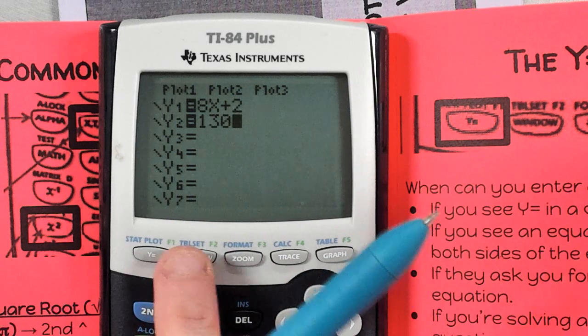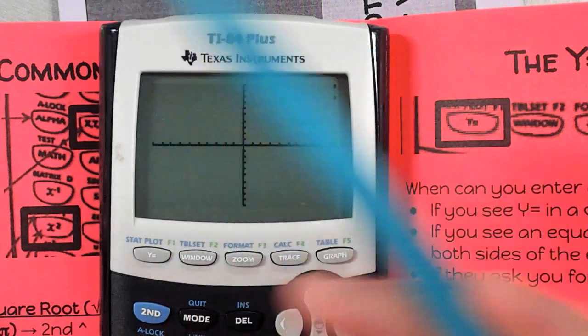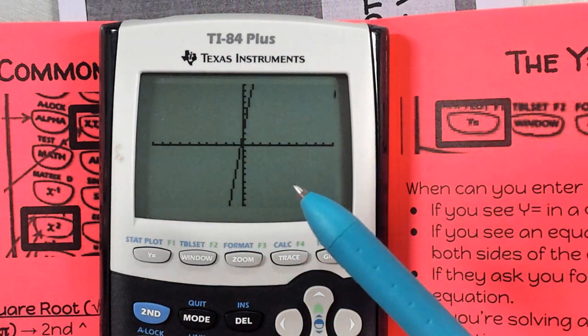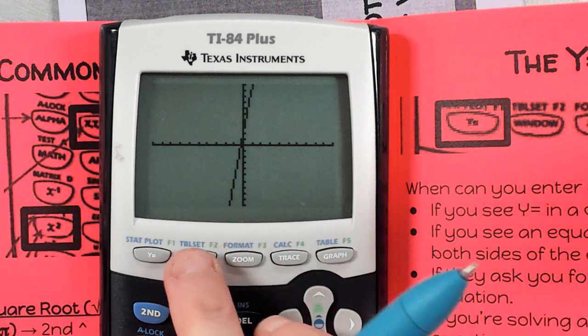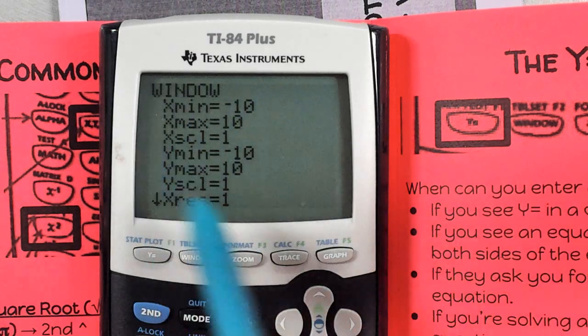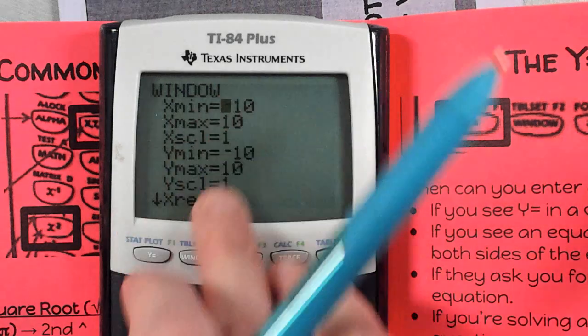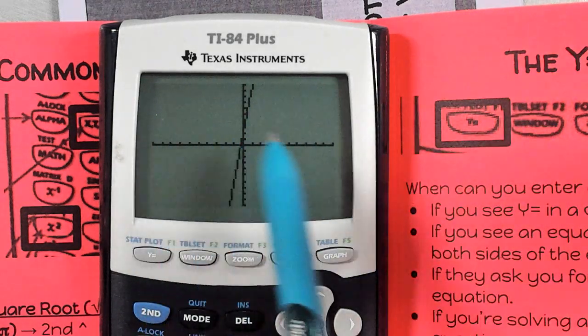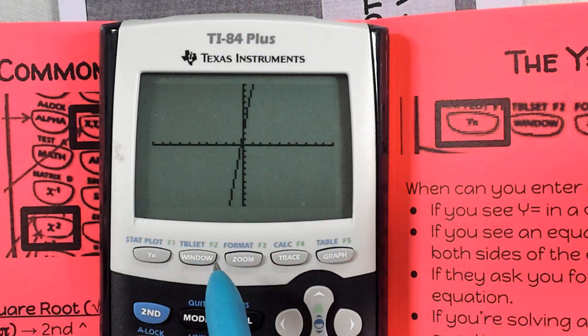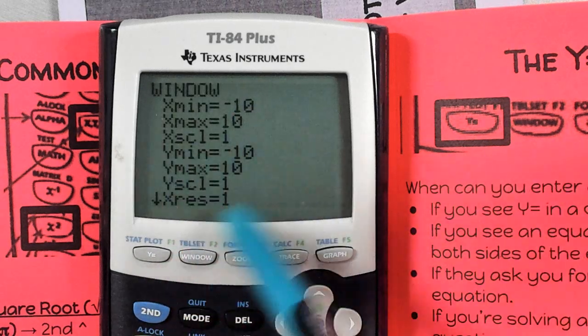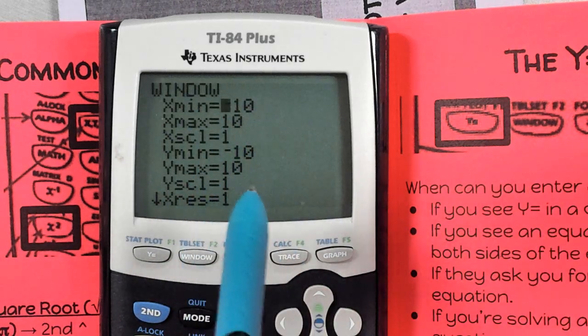The window button: let's say I look at this graph and maybe I want to see something else on here. The window is going to allow me to change what the screen looks like. Right now, by default, it goes 10 in every direction. In this window area, I can change what the graph looks like.